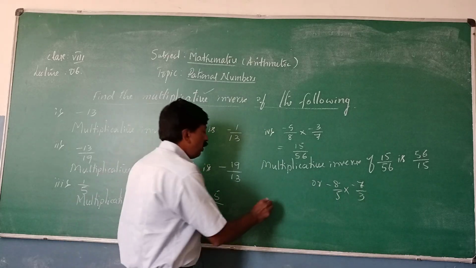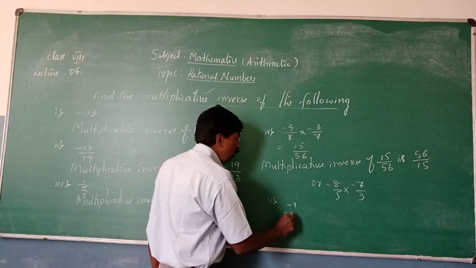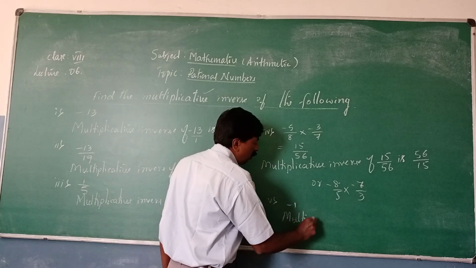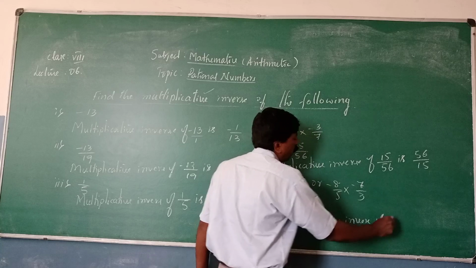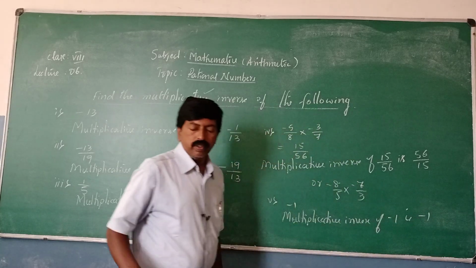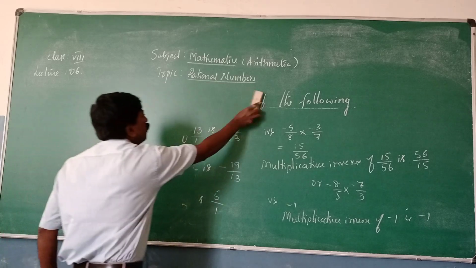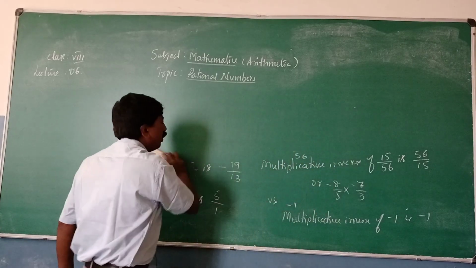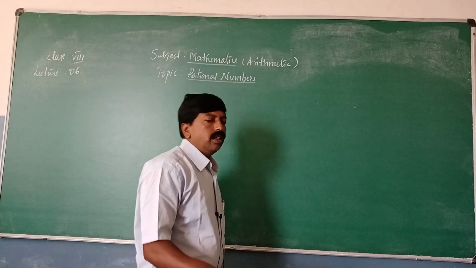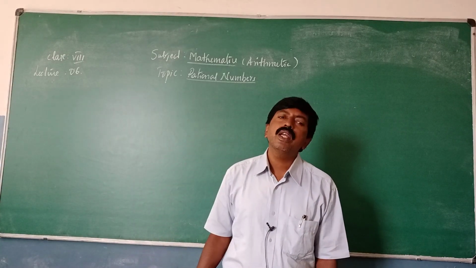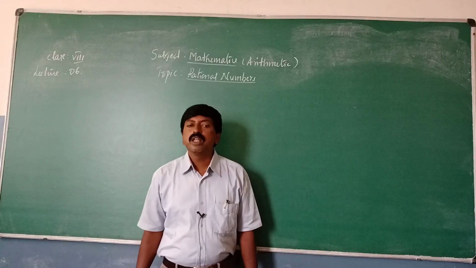Now, what is the multiplicative inverse of minus 1? The multiplicative inverse of minus 1 is minus 1. Like this, we can write the multiplicative inverse of the given problems. What is the multiplicative inverse of A? You can recall once again, it is 1 by A. What is the multiplicative inverse of 1 by X? It is X.